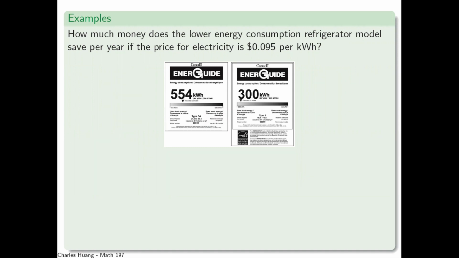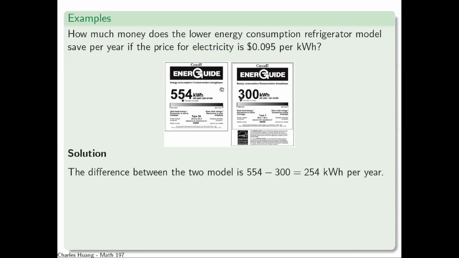We will, however, on your assignment and on your exam, give you something like this, where we ask you to calculate the amount of money we pay for electricity. So here we have two different refrigerators. One that uses more electricity, more energy, and the other one that uses less electricity. And we want to find out how much money we save. You'll notice that the difference is 254 kilowatt hour.